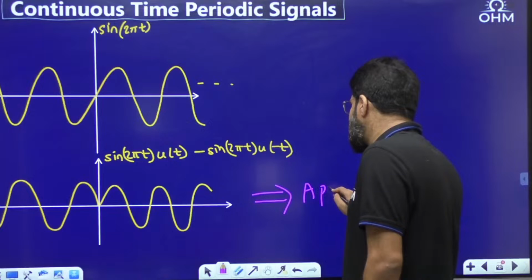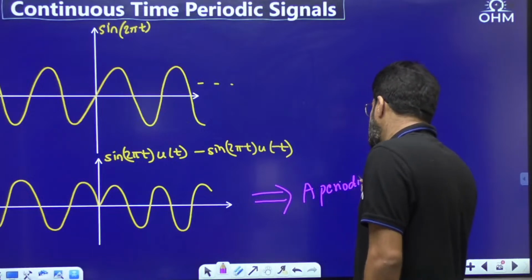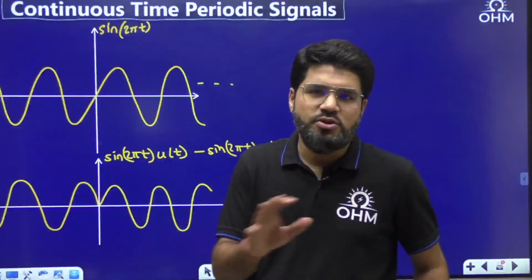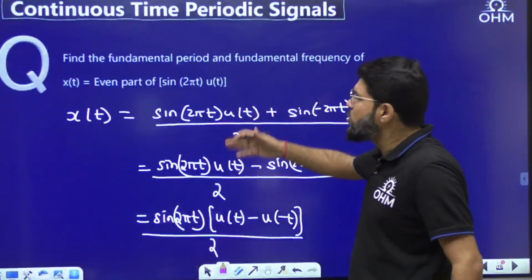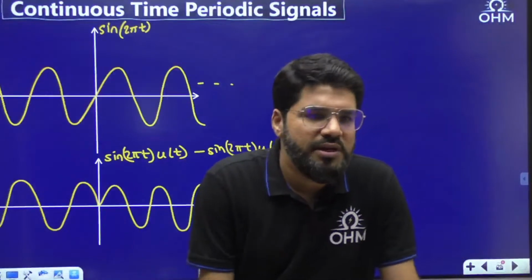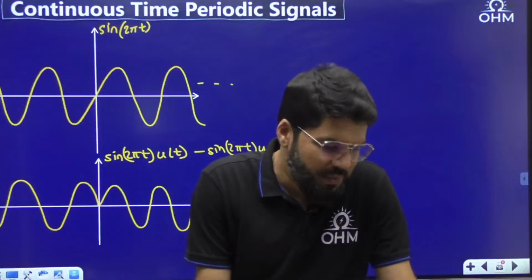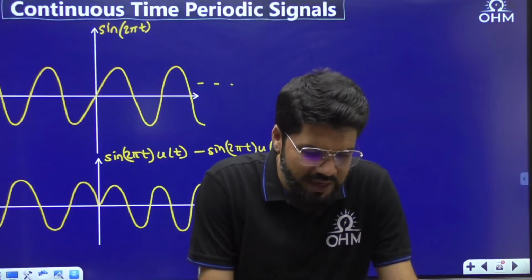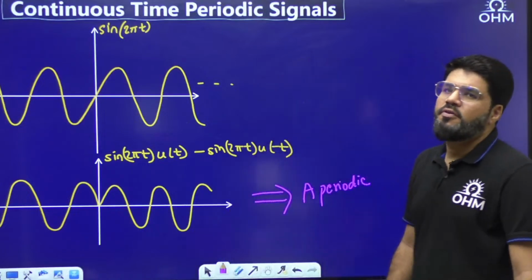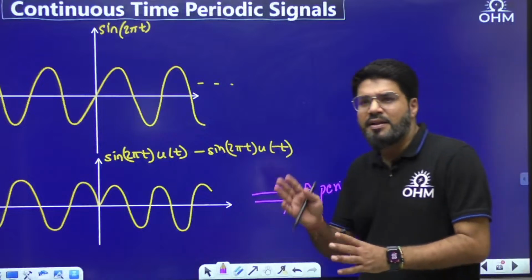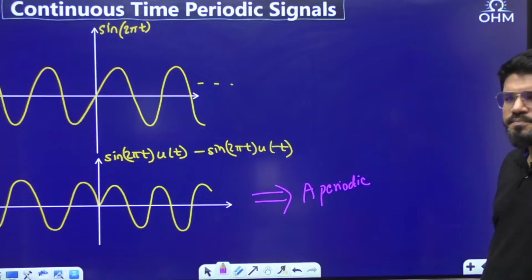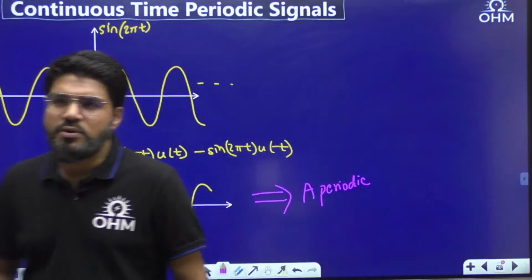Any doubt, please ask me. This signal is not periodic, it is aperiodic, and hence the question itself is invalid. There is no frequency and no time period. Just to test your concepts, I started the question as find the period, but actually it is aperiodic. There cannot be any period or frequency for this. Clear, everybody? Any confusions, please do ask me. For periodicity, I told you it should have a similar pattern from minus infinity to plus infinity. Let's move ahead to the next step.